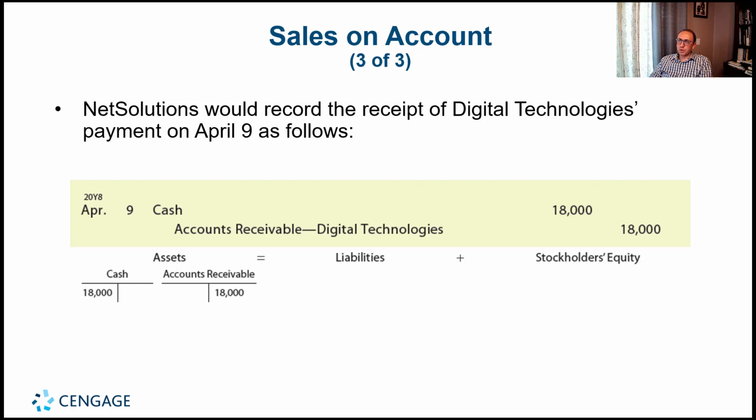So Net Solutions would record the receipt of Digital Technologies' payment on April 9th as follows. When they pay the full amount, we're simply going to debit cash and credit accounts receivable. Cash is an asset that's increasing, so we debit it. Accounts receivable is also an asset, but it's decreasing in this case because they are paying off their balance, so we're going to credit it for $18,000. Both of these are balance sheet accounts, and you can see that both of them belong to the asset side of the accounting equation. One is going up and the other is going down, keeping the accounting equation balanced.